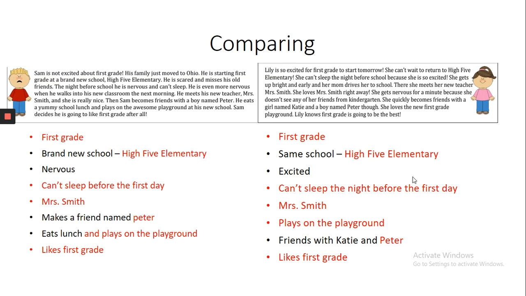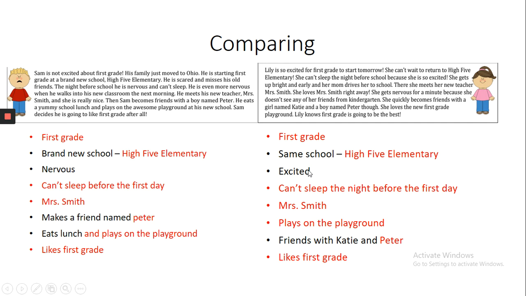So now that we have them side by side, let's compare them. So if it's in red, that means that they are the same. So they are both in first grade. Sam is going to a brand new school. Lily's going to the same school. So that would be different. So that's why those are not in red, but I can see that they both go to High Five Elementary School. So that would be the same. So I'm going to put that in red.